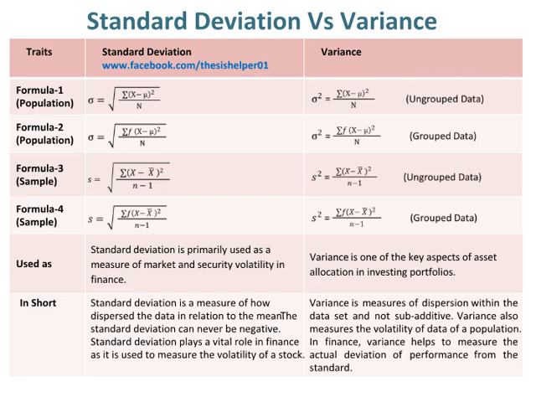Standard deviation plays a vital role in finance as it is used to measure the volatility of a stock, whereas variance is a measure of dispersion within the dataset and is not sub-additive. Variance also measures the volatility of data of a population. In finance, variance helps to measure the actual deviation of performance from the standard.